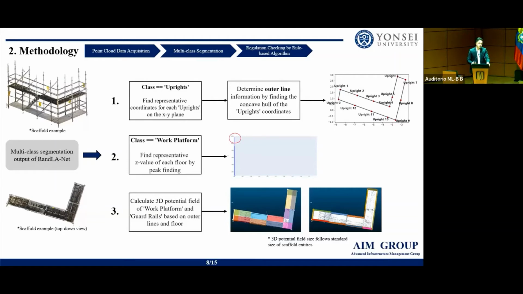Secondly, we use the work platform classified points to find representative z-values of each floor of a scaffold. We do this by a simple peak finding based on point densities. And after these two steps, we can now calculate the 3D potential field of work platform and guardrails based on that information. So a potential field is literally an area where a work platform or a guardrail is potentially existing. You can see a visualized example on the right figure over there.